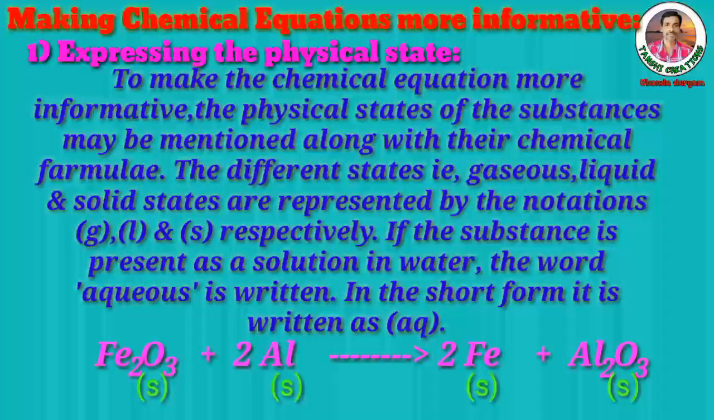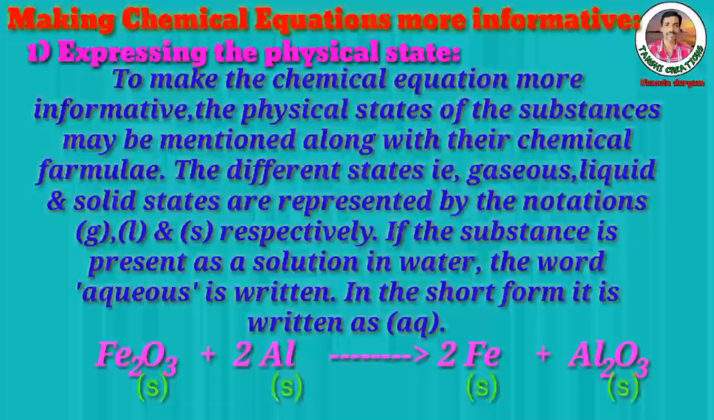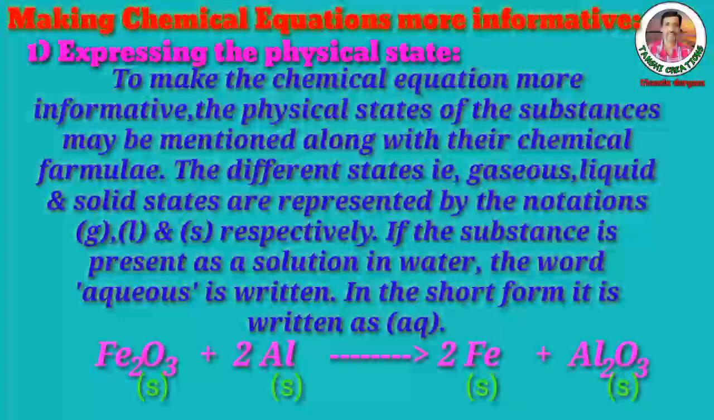For example, iron oxide reacts with aluminum, forming iron and aluminum oxide. Children, observe this equation carefully. In this equation, all substances are solid, so they are notated with the letter S.